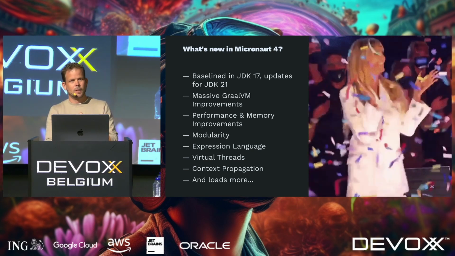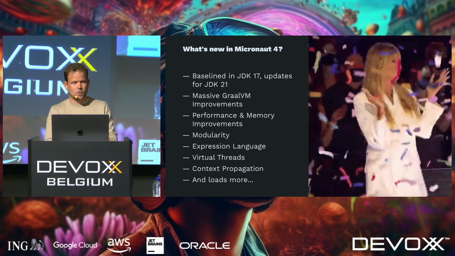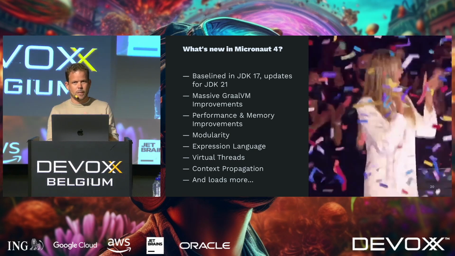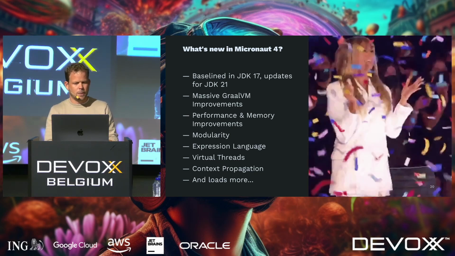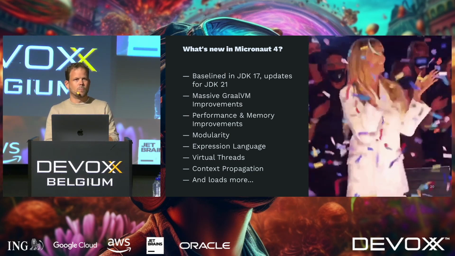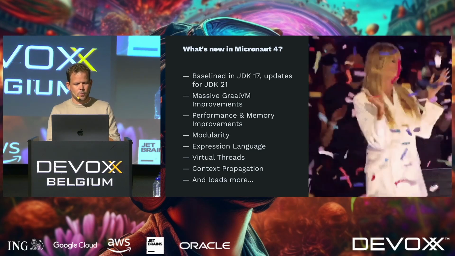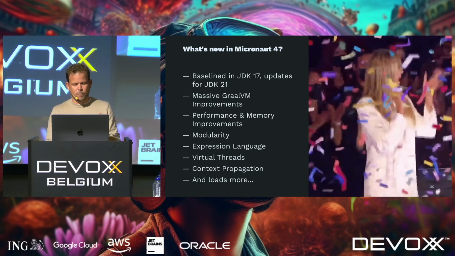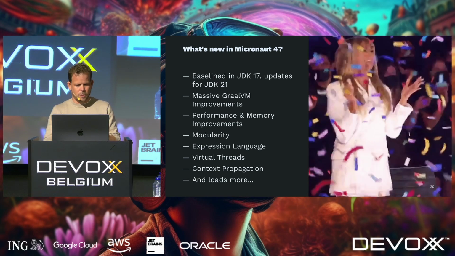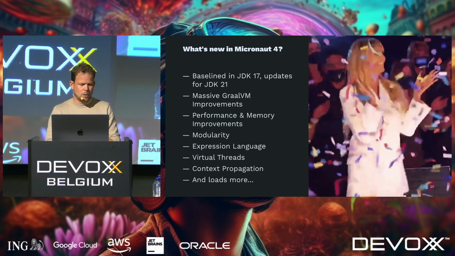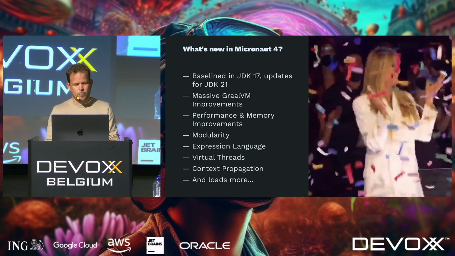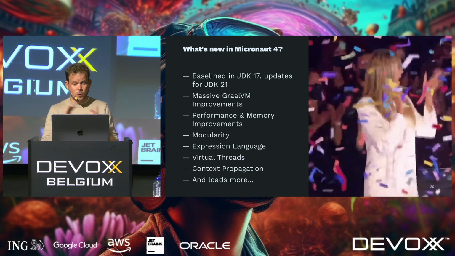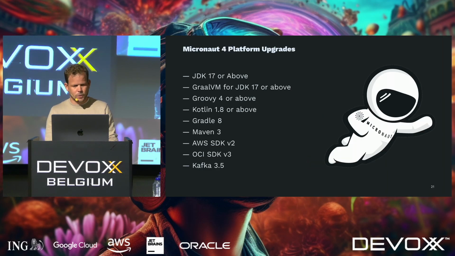Now let's talk about what's new in Micronaut 4. With Micronaut 4 we have baselined a minimum version of JDK 17, and we've provided updates for JDK 21. We've improved the integration and performance with GraalVM massively. There are really significant performance and memory improvements. It's more modular. We have an expression language now. There's virtual threads support and a new context propagation, plus loads more.